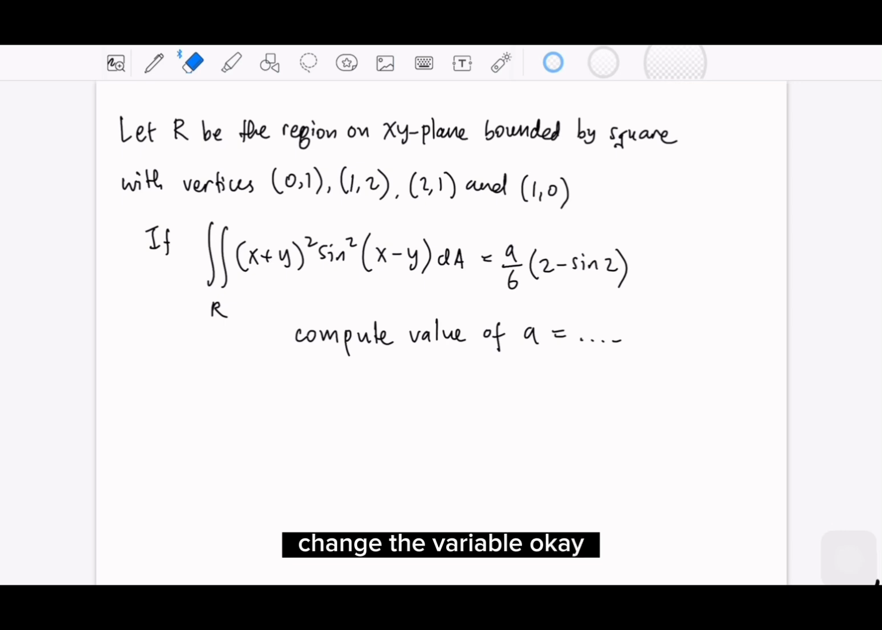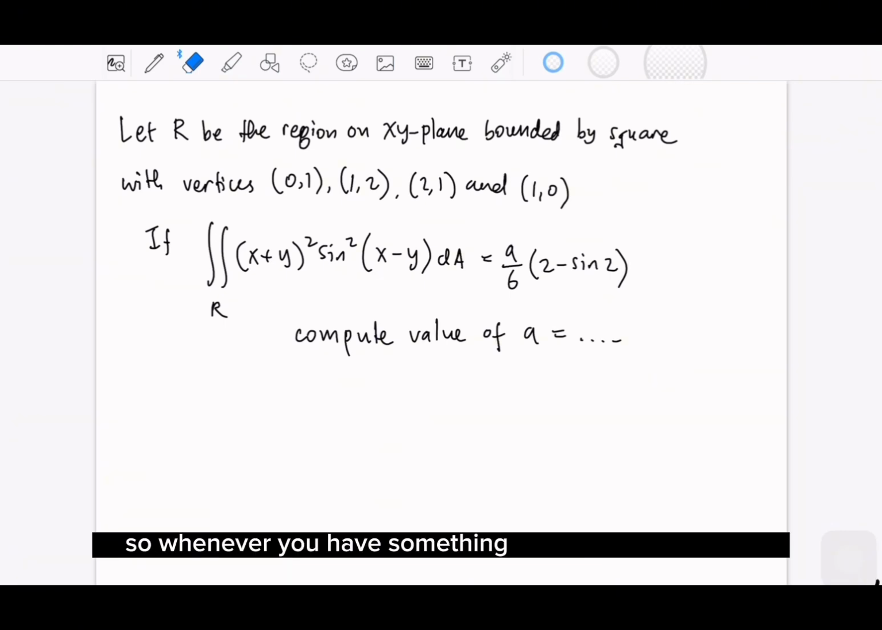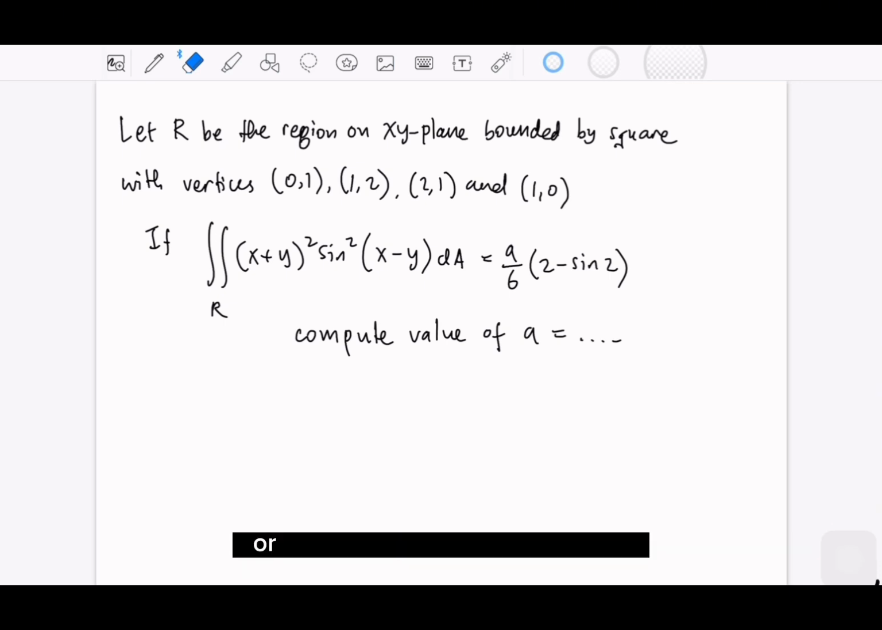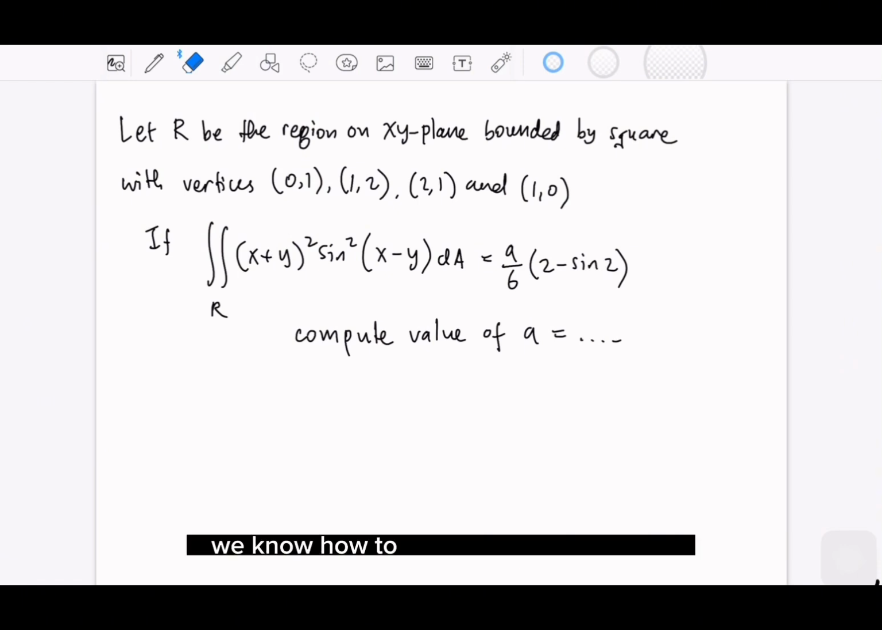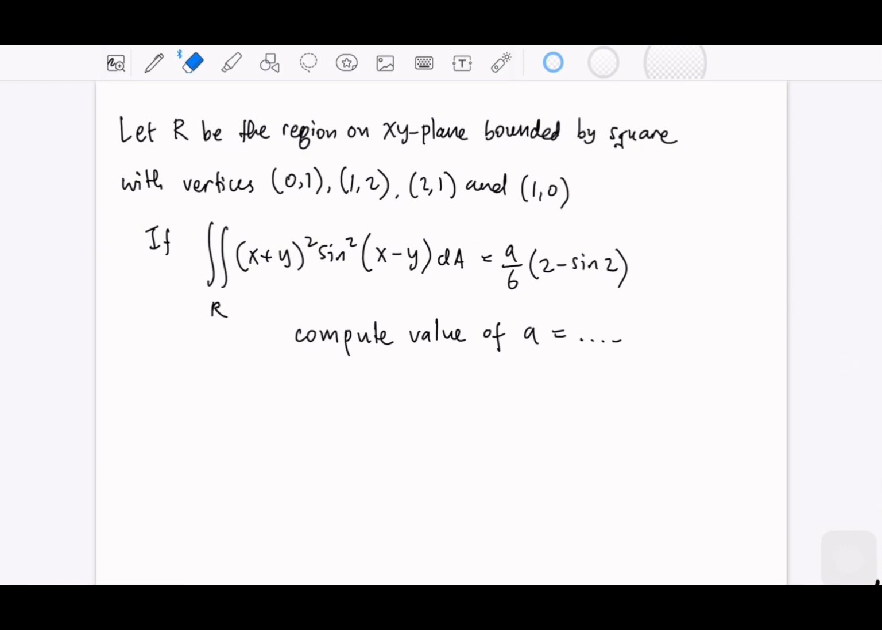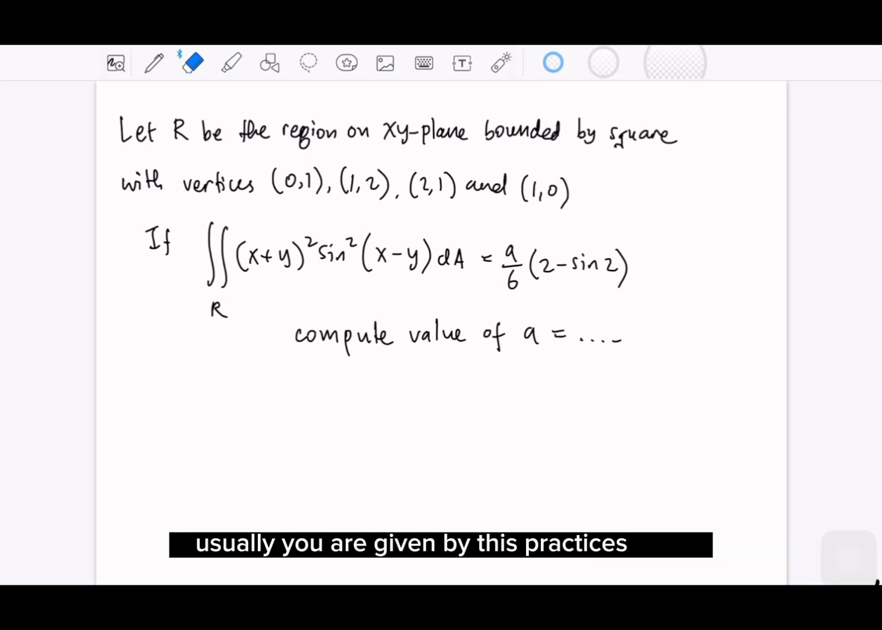Whenever you have something inside the integration, there may be some complication between x and y. Usually the complication is either having a linear subtraction or addition, plus or minus, or perhaps y over x, or xy multiplication or division, which can also be handled by changing of variables. The thing is, we need to know how to connect the xy into uv. Usually you are given the vertices, or any other constraint that you need to observe first.